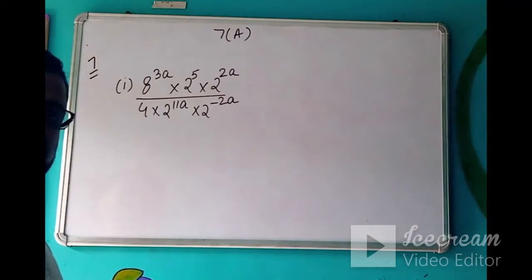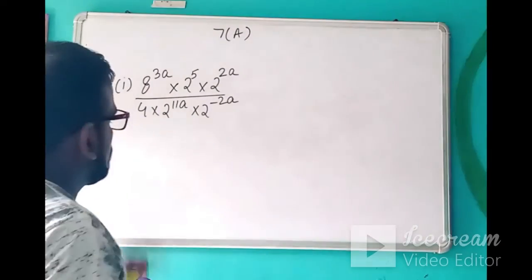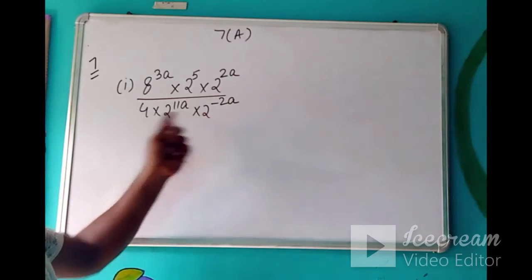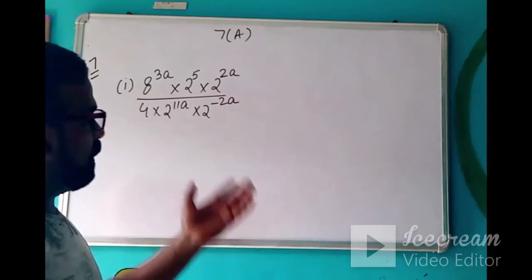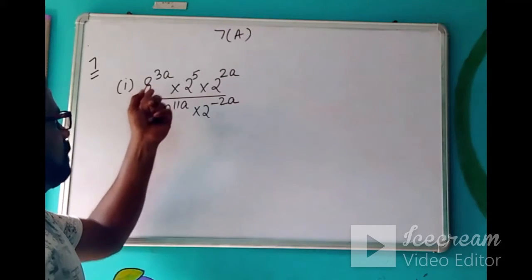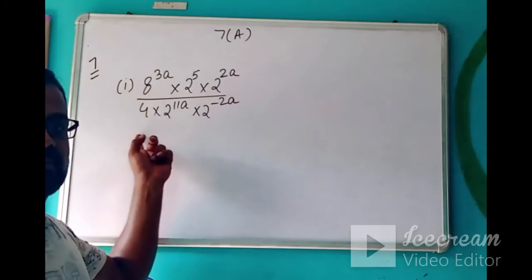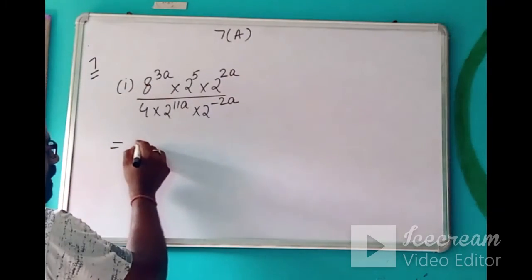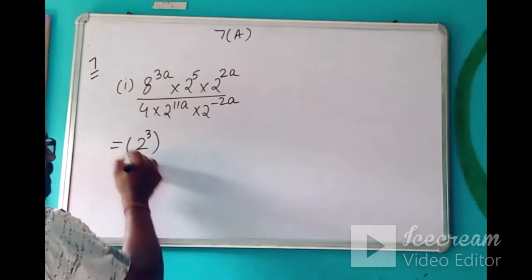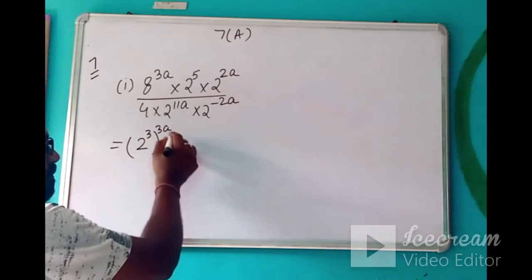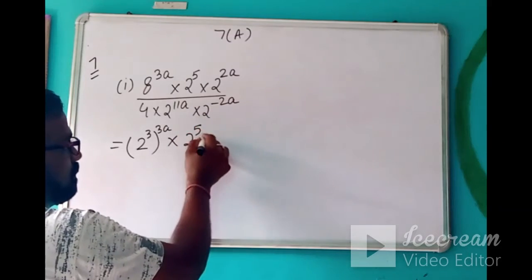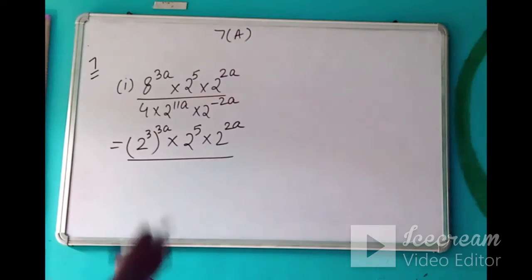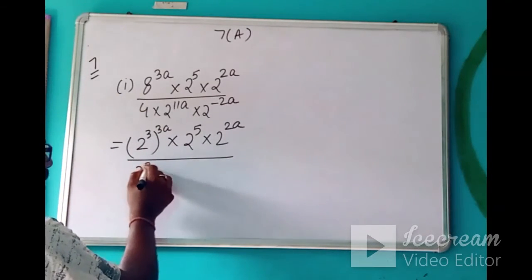Okay, let's discuss one more type. See in this, 8 is 2, 2, again 2, and 4 is 2, 2. If you look very carefully, what we have to do is convert everything into the power of 2. So first of all, this 8 we will write as 2 to the power 3. Then this 4 we will write as 2 to the power 2.